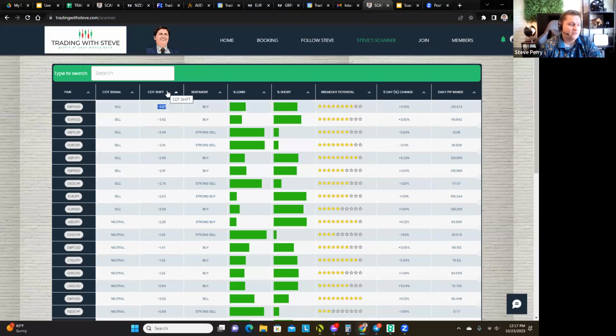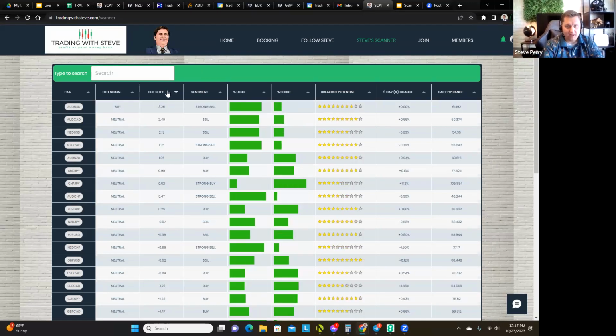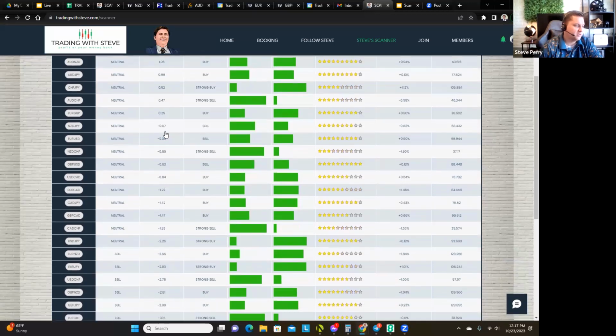And the better the shift, the more positive or the more negative, the better. Okay. So let me go through the middle here. You'll notice down here, look at some of these shifts like the NZD JPY. It had a minus 0.07 shift. That's nothing. That literally means nothing.